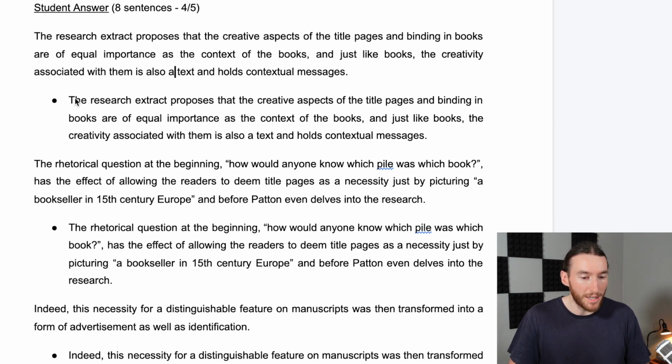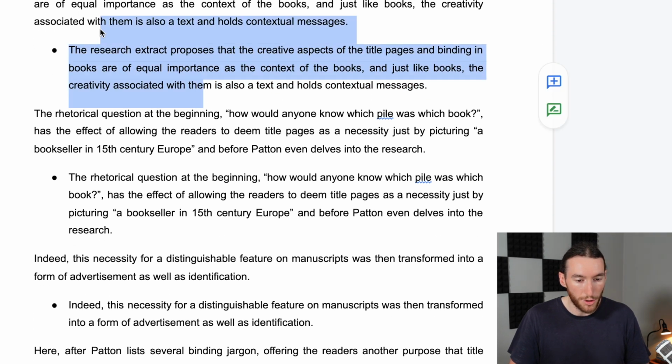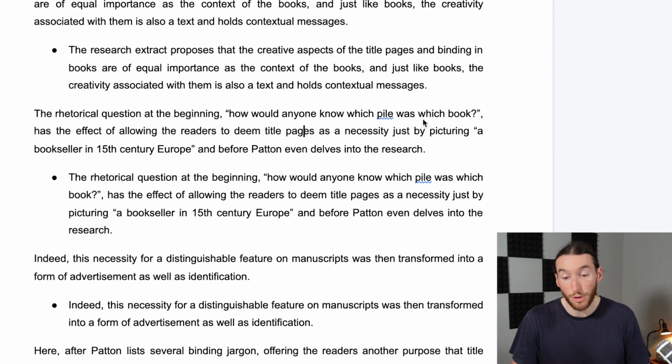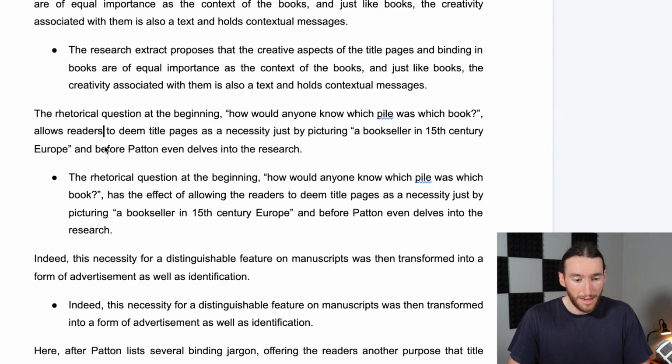I like that. You can see here I've done sub-dot points for me to make edits, but we don't need to deal with those now. On to the second sentence here. The rhetorical question at the beginning, how would anyone know which part was which book, has the effect of allowing the readers. Notice how it says has the effect of allowing the readers. For those of you who struggle with time, you don't need all of these extra words here. You could just say allows the reader. Allows readers even. That's even shorter. Okay, allows readers.